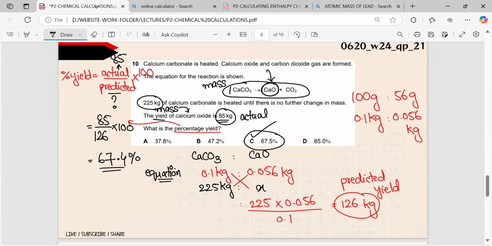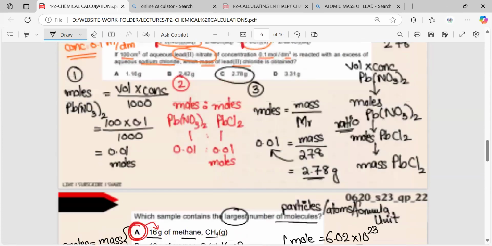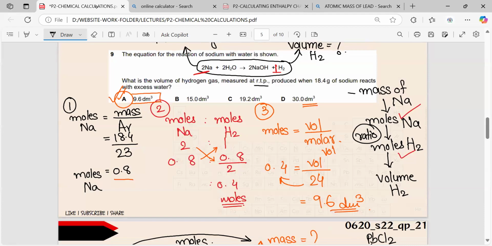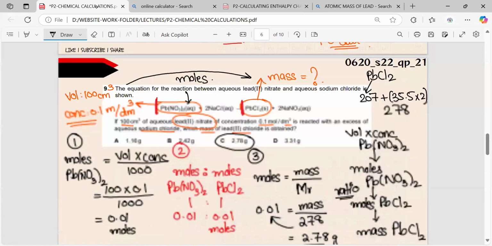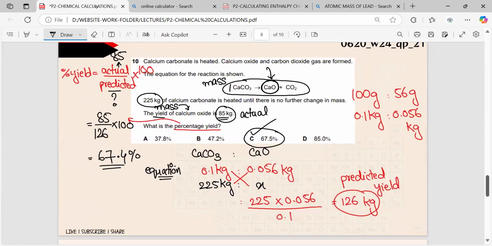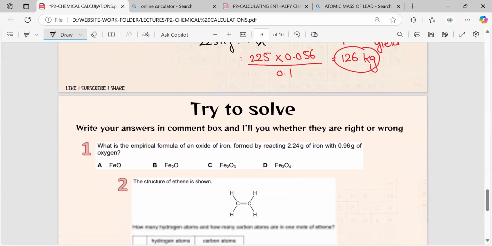So always remember that whatever mass of the product is given to you in the question, it will be your actual yield. Predicted yield will be of the same substance, but we need to calculate it, whether we take a simple ratio like this, or we have to use the whole footbridge steps to find out the mass of a substance. So these are different types of questions which we have covered, and there are lots more, but in this video I can cover only these.